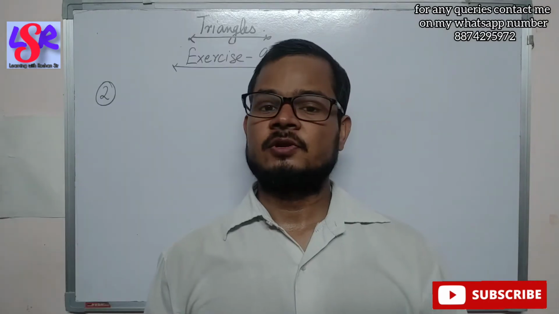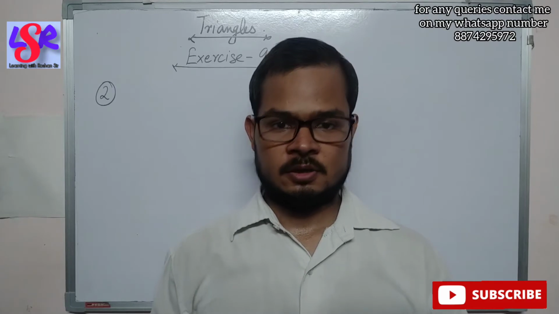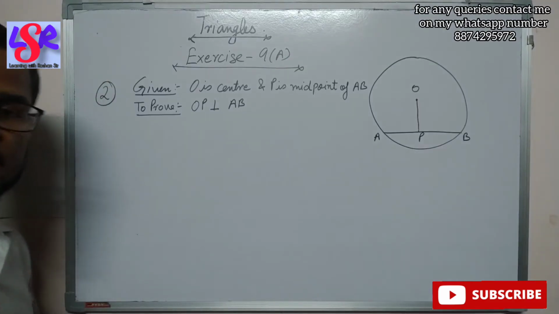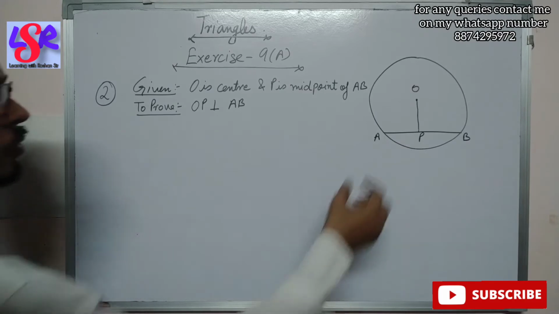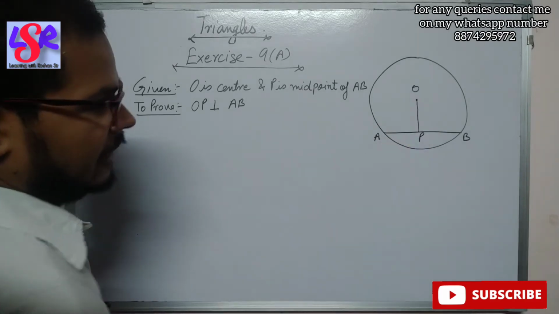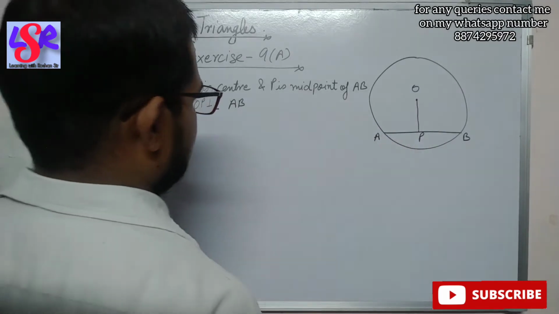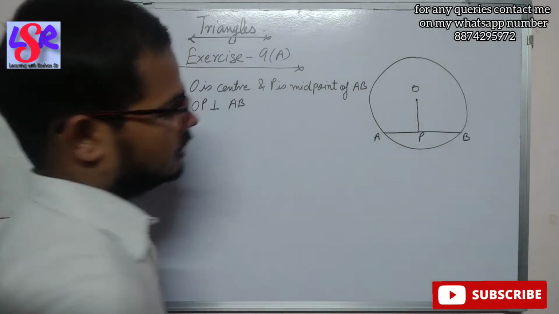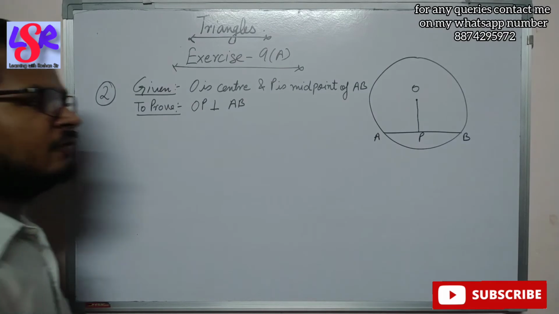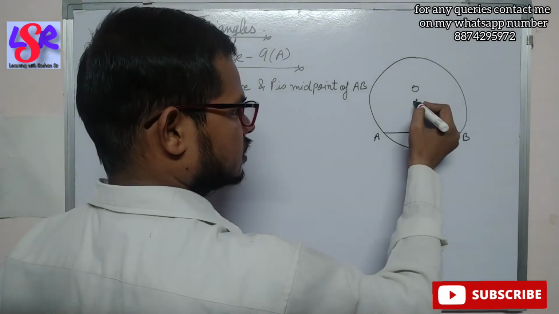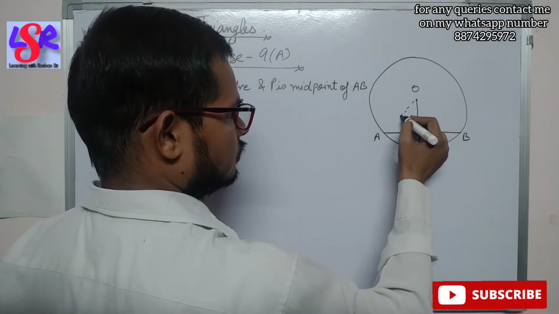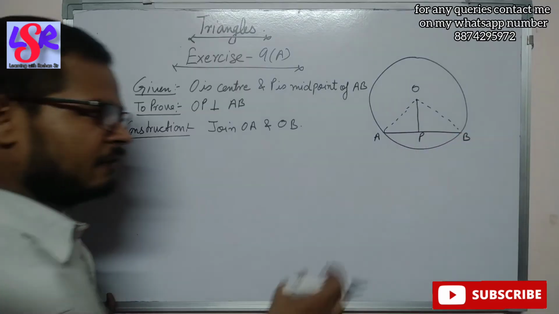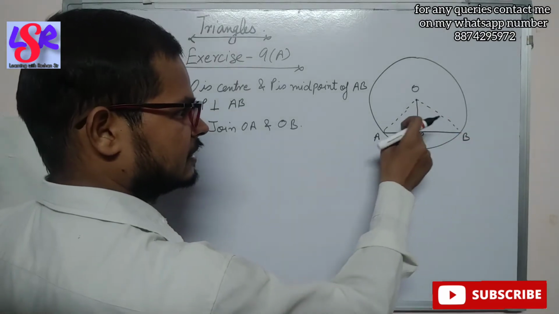Now let's start with exercise 9.A. And we are going to deal with the question number 2. Here in question number 2 we have been given that O is center of the circle and P is midpoint of AB. And we have to prove that OP is perpendicular to AB. Now for this, very first of all, we are going to do a construction by joining O with A and B. Now after that, we are going to prove these two triangles as congruent.